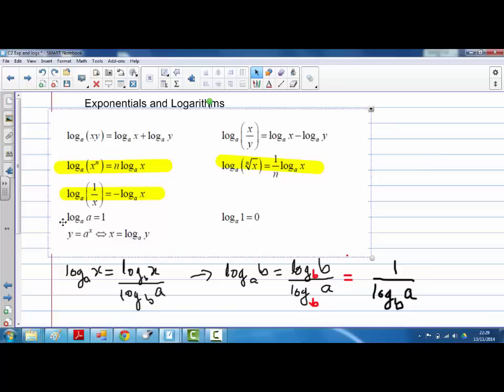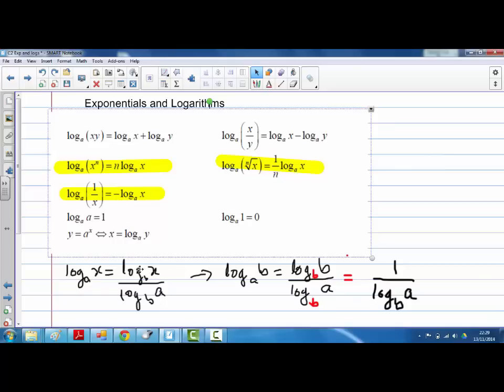We then have the log of a base a, so when the base is the same as this number, you get 1. And log of 1, any base, is always 0. And these two equations show us a relationship. They both imply each other. So y equals a to the x implies x equals log of y base a. So they're like inverse relationships.